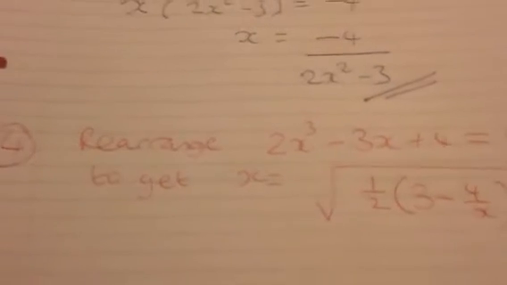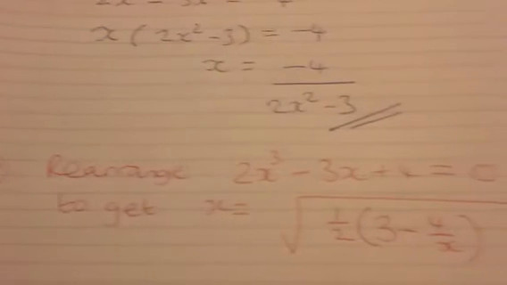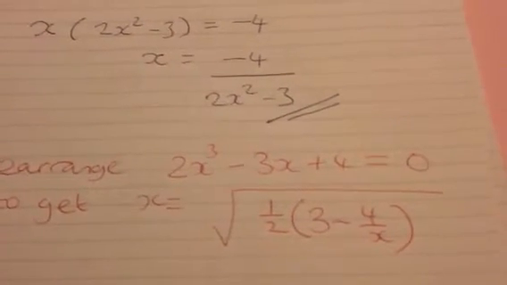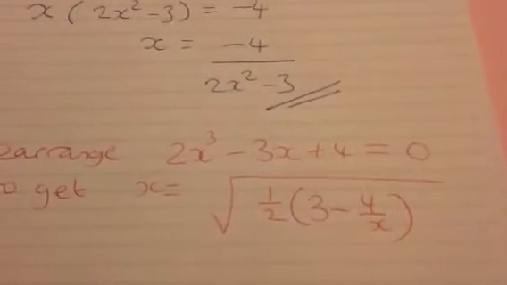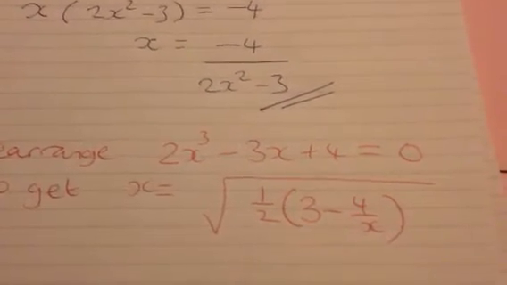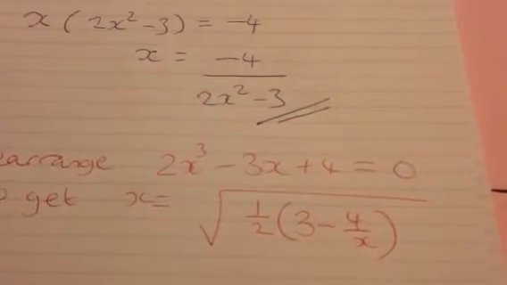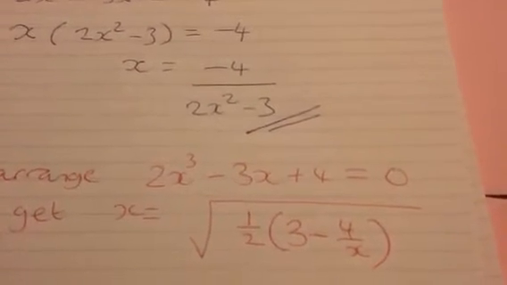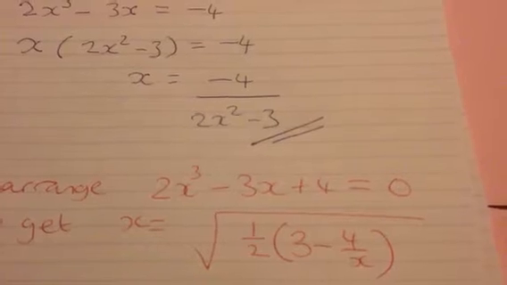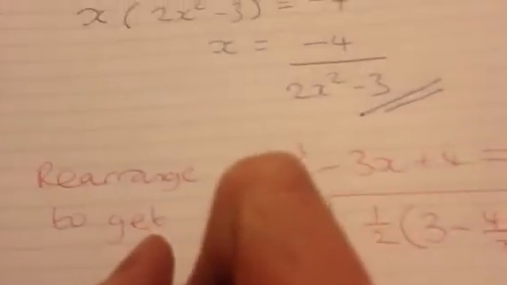Awesome. Now the last one is supposedly the hardest one. It's one of my faves. Rearrange 2x cubed minus 3x add 4 equals nothing to get x equals the square root of a half bracket 3 minus 4 over x. Now what happens here is I've got a square root at some point, but as you can see, I've got 4 over x. And not even just a 4 over x, I've got minus 4 over x. So I'm going to have to at some point divide by x. I'm going to have to at some point minus the 4. So what I'm going to do is divide by x straight away.